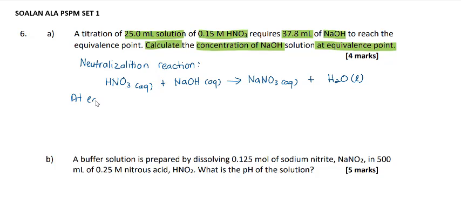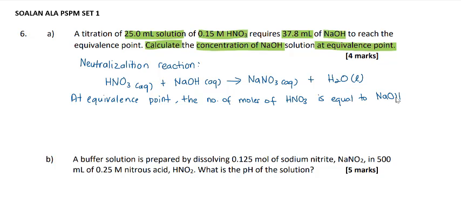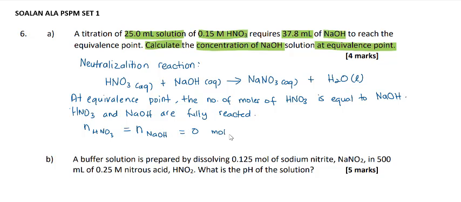So kita tahu at equivalence point, the number of moles of our acid HNO3 is equal to the number of moles of sodium hydroxide. So bila number of mole dia sama pada equivalence point, the acid and base are fully reacted. HNO3 and NaOH are fully reacted. So number of mole of HNO3 adalah sama dengan number of mole of sodium hydroxide, which is 0 mole. Sebab bila dia dah fully reacted, yang tinggal adalah kosong mole. So the molarity of NaOH adalah 0 molar.